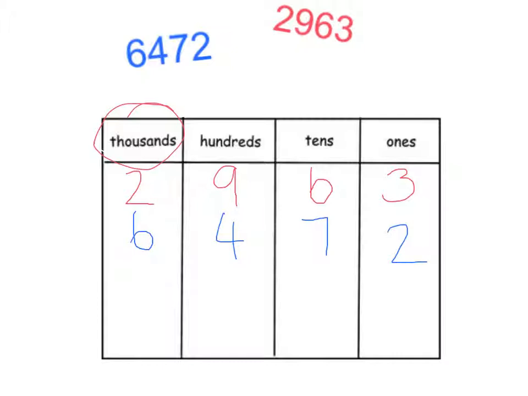That's right, 6,472 has more thousands in it. Now, because we know that the place value column, the thousands, has a greater value than the hundreds column, we don't need to look any further in this number because we know that the 6 is greater. So that's one way that place value can help us to compare numbers.